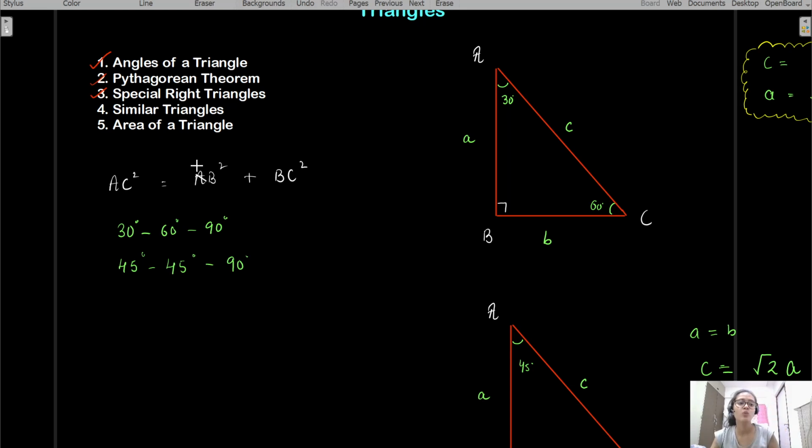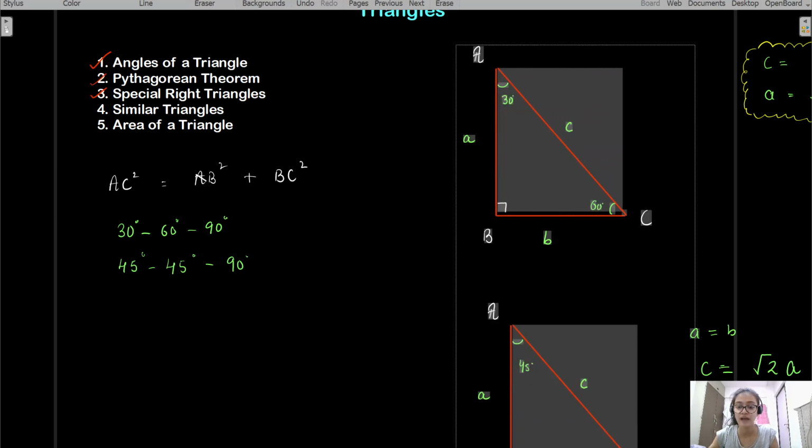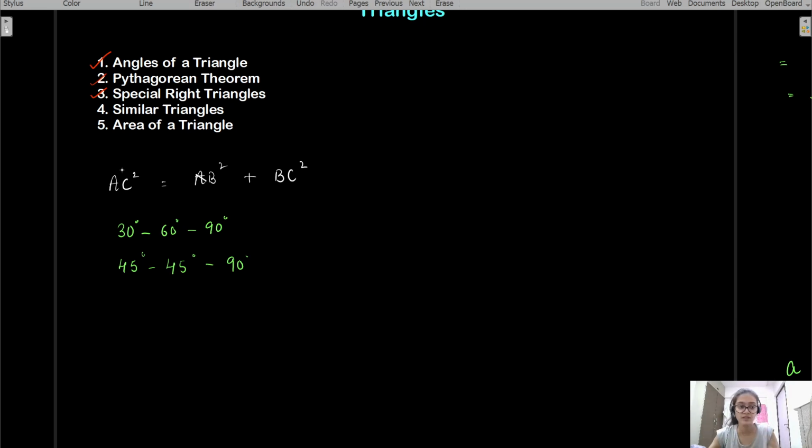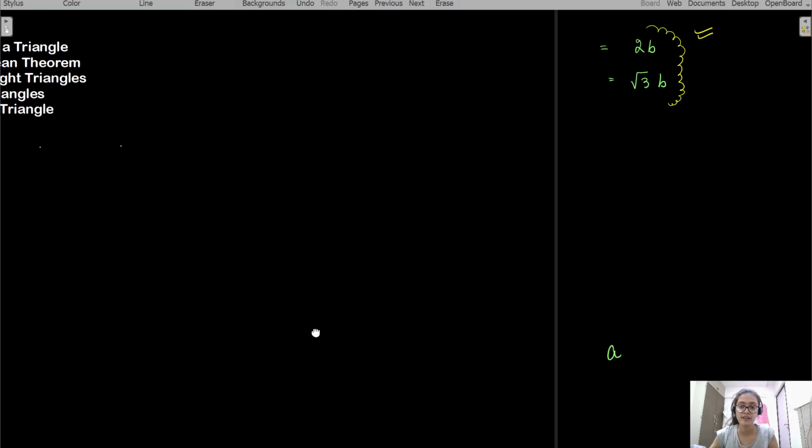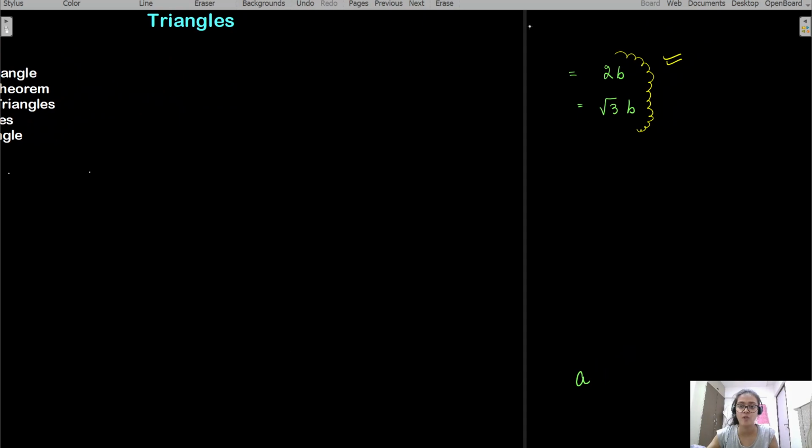Then the fourth one is the most important concept. SAT people love giving questions from similar triangles and similarity. You're definitely going to get a minimum of one question from the concept of similarity. I can personally vouch for that. I can personally guarantee you're definitely going to get one question from similarity.